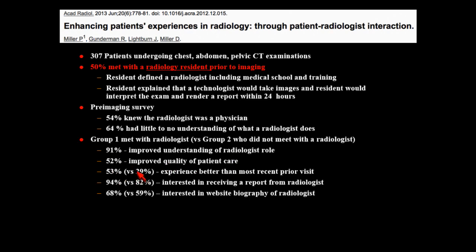Group 1 versus Group 2 showed a much higher percentage of patients who thought the experience was better than their most recent prior visit. A higher percentage were interested in receiving a report from a radiologist, and a higher percentage were interested in going to a website and reading the biography or biosketch of the radiologist who read their report.